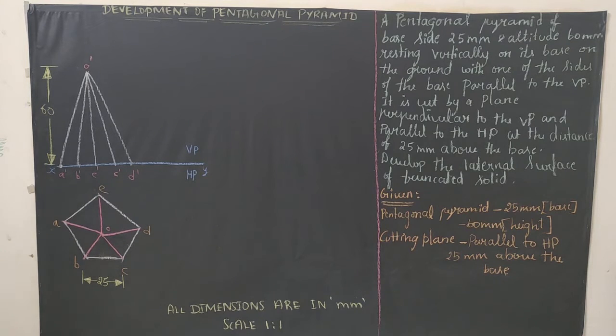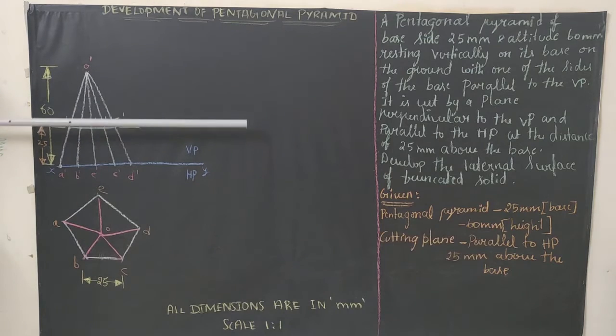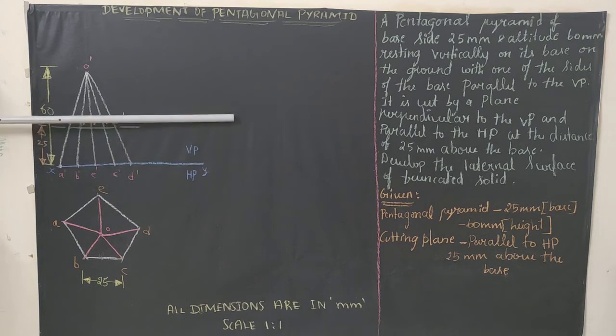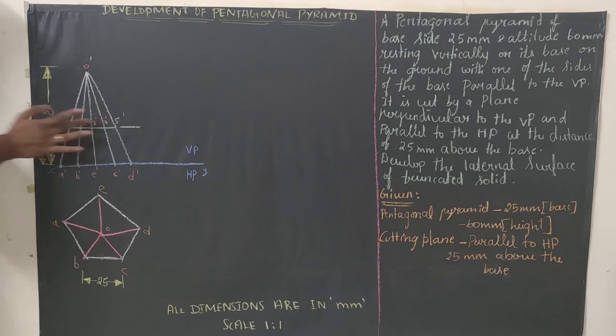The next step we will be going with the cutting plane. Regarding the cutting plane, what they gave is that the cutting plane is parallel to HP. So we need to draw a cutting plane. It should be parallel to HP and 25 mm above the base. From here, this is your base, right? From here, for 25 mm, you just keep a point and draw a cutting plane line.